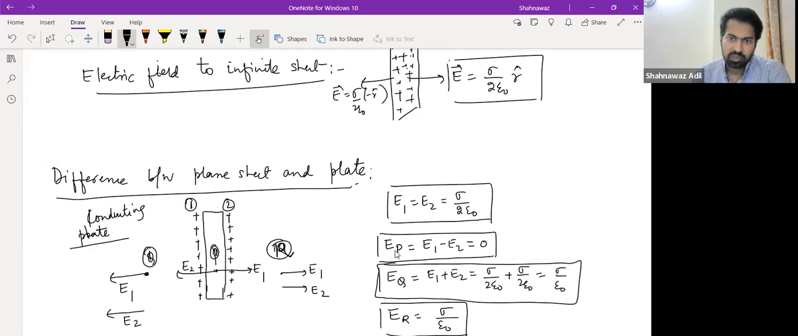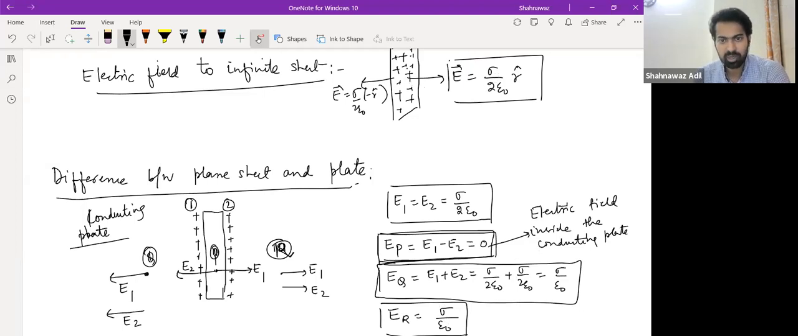Any doubt? So the electric field inside the conducting plate will always be 0. So remember that for the case of this plane sheet, this is sigma by 2 epsilon naught and this is sigma by epsilon naught. Understood? Any doubt in this, guys?